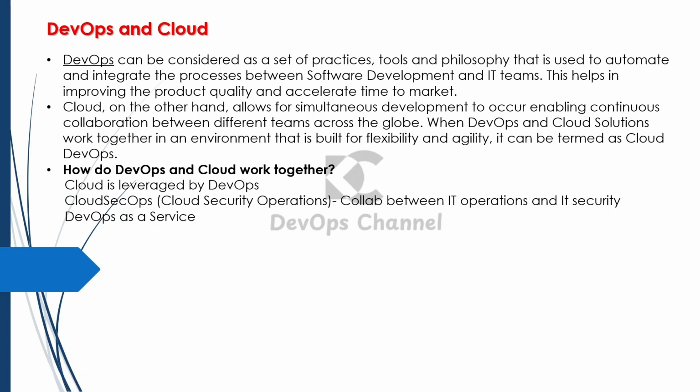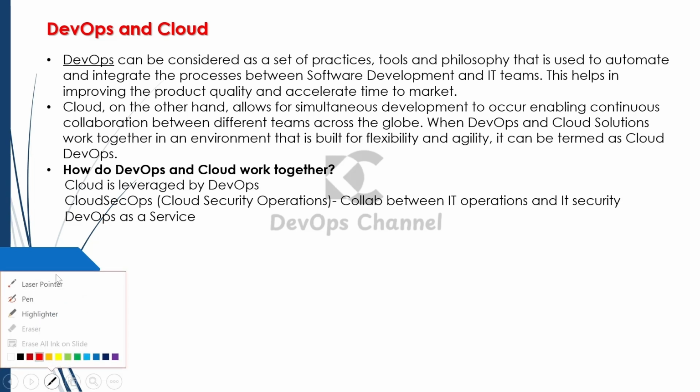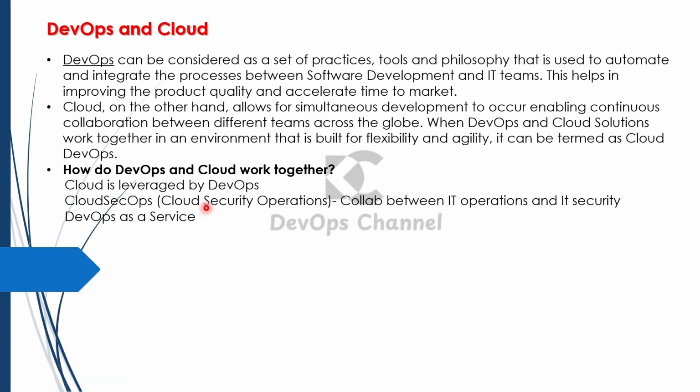Now, how do DevOps and cloud work together? The first one is that cloud is leveraged by DevOps. Organizations utilizing DevOps manage and automate their infrastructure using cloud computing technology. There are various cloud computing technologies they use. This enables them to follow an agile approach to different work processes.